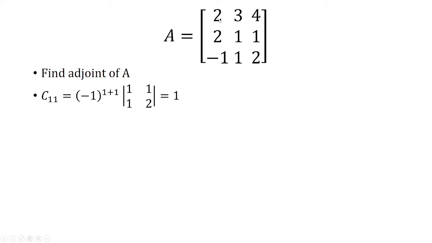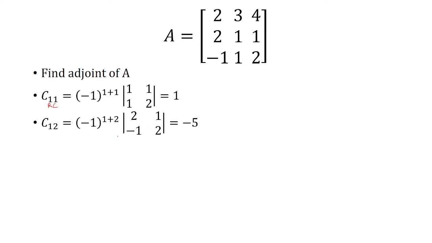Starting off with the first one, we cover the first row, first column. We have 1, 1, 1, 2 as a matrix, and we're going to multiply the determinant of that by negative 1 raised to the row plus column. Here we have the row and the column, so we're just adding the row and the column, and there you get 1.